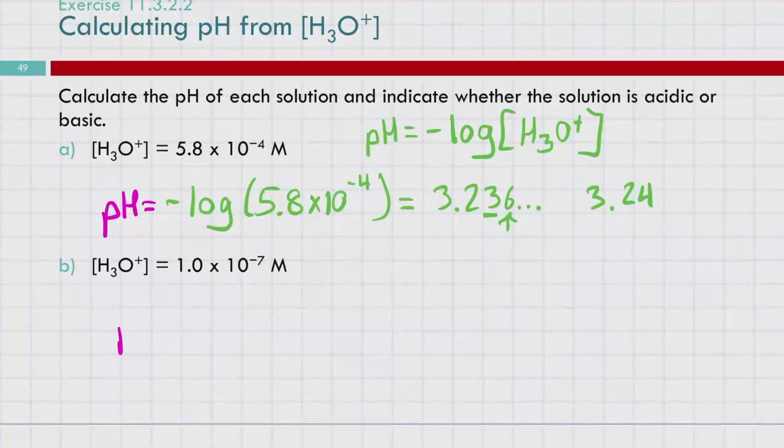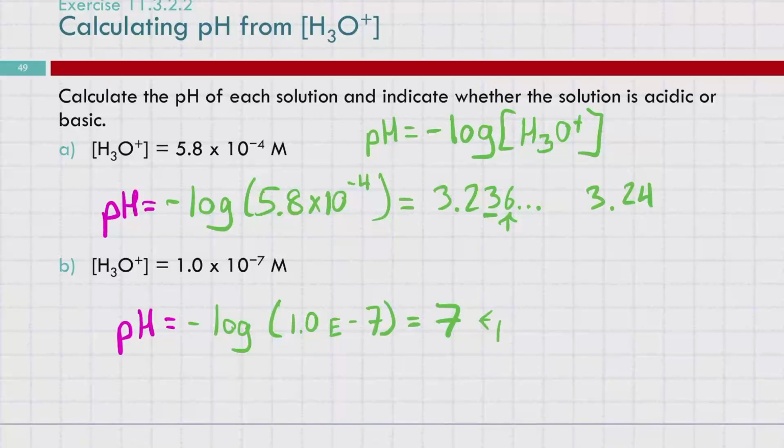Okay, for B, pH equals negative log 1.0 E minus 7 equals 7. So the pH is 7. You put 0.00 if we want to.